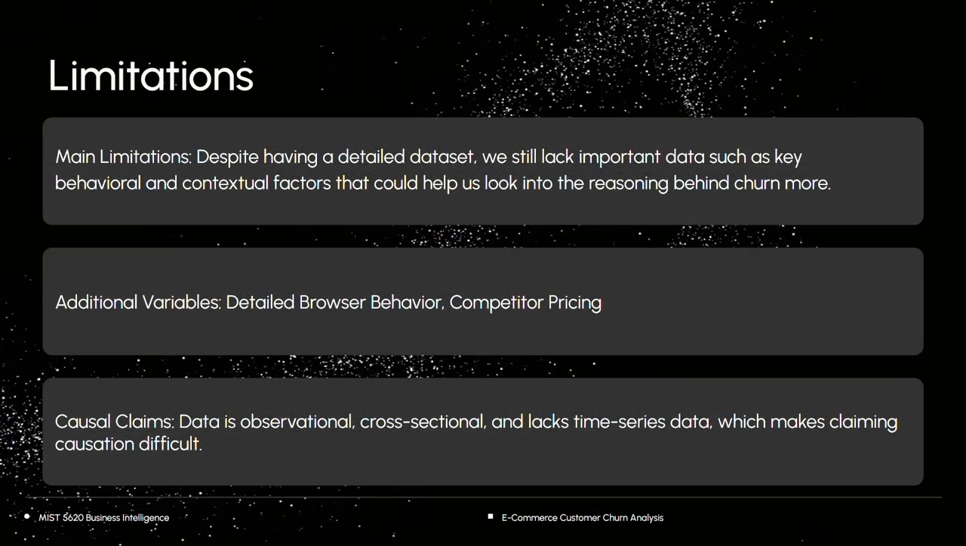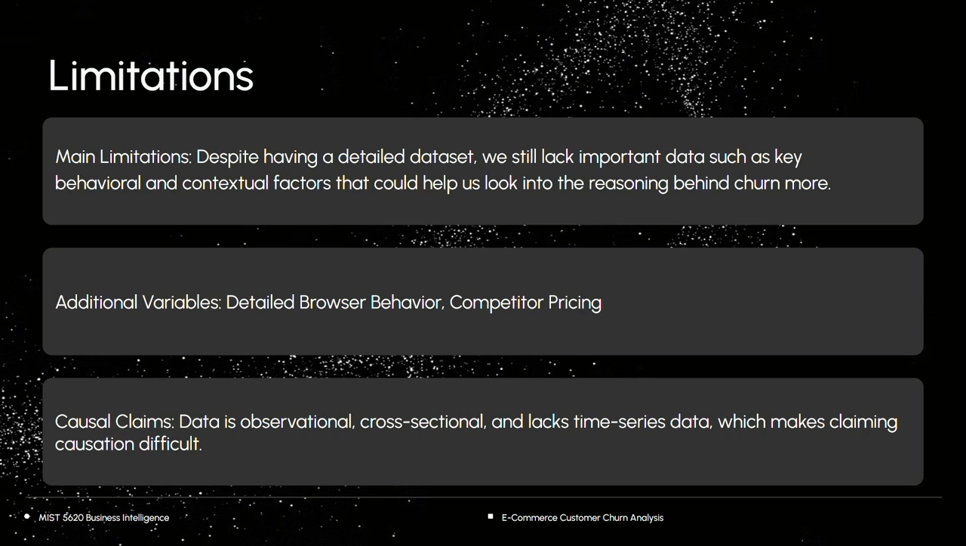So here I just want to go over some limitations. Our main limitation was that despite having a detailed dataset, we still lacked important data such as key behavioral and contextual factors that would have helped us look into the reasoning behind churn more. So this, for example, would be if a consumer has financial problems that would prevent them from being able to afford the products anymore.